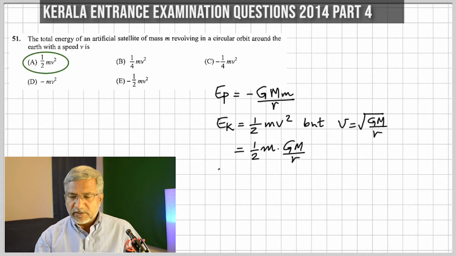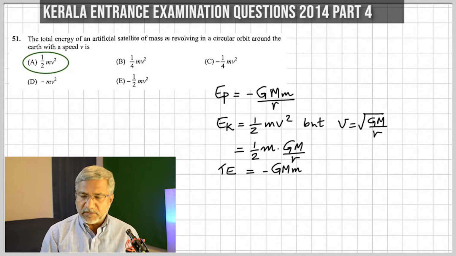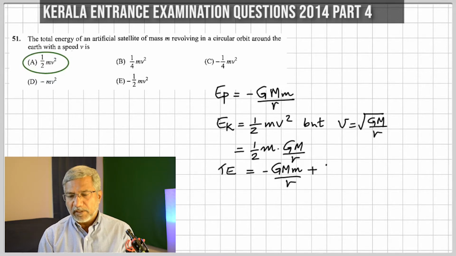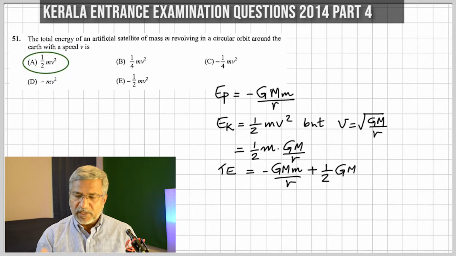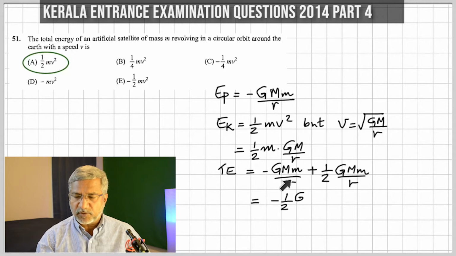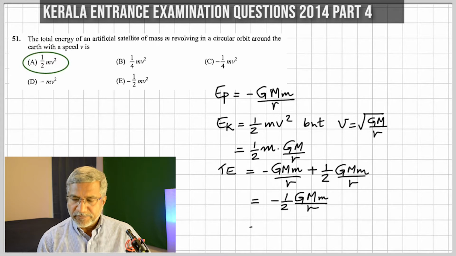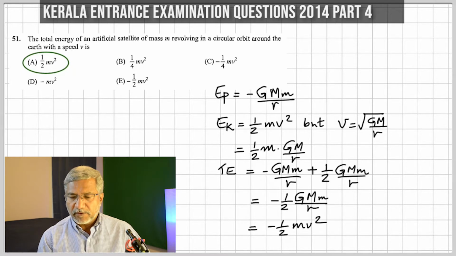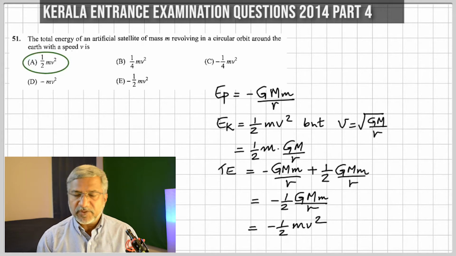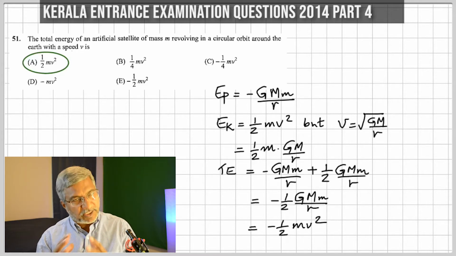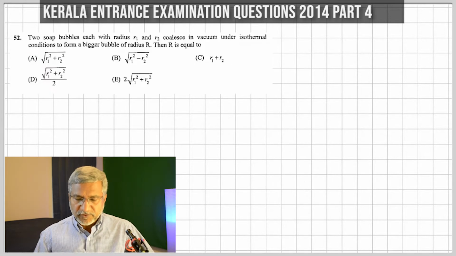1/2 mv squared, but velocity is root GM by r, so the total energy I'm going to prove is negative GMm by r, see that, plus 1/2 GMm by r. So now if you look at this, it's minus 1 plus half. See, minus 1 plus half, that gives minus 1/2 GMm by r. But what is that? When you substitute like we did before, that is 1/2 mv squared. That makes sense? So that's why it's 1/2 mass times velocity squared.